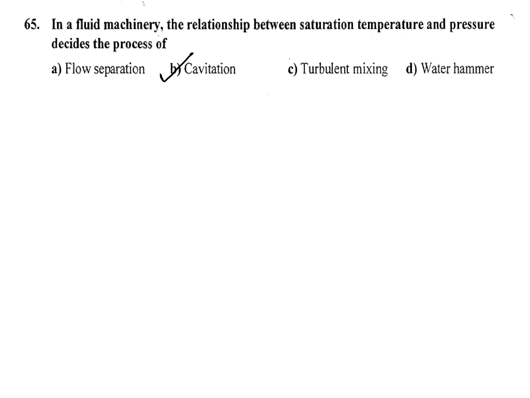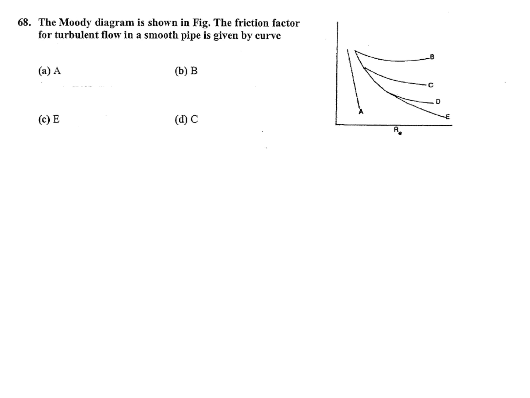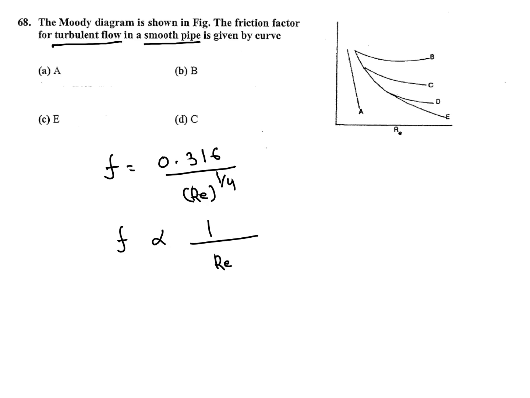The Moody diagram is shown in figure. What is the friction factor for turbulent flow in a smooth pipe? Friction factor for turbulent flow, we know, is 0.316 divided by Re to the power 1 by 4, and friction factor is inversely proportional to Re to the power 1 by 4, and F is proportional to D to the power 1 by 4. These three things we have to remember. These are important.